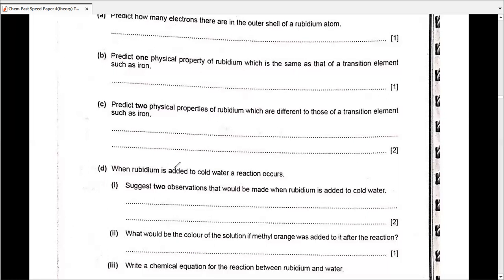What about the second line? Make sure you write it in a similar way. Iron is hard, but rubidium is soft in the first line. What about the second line? Iron has a higher melting point. Good. Iron has a higher melting and boiling point than rubidium. Make sure you write it in a similar way. It's a comparison question. When a comparison question is asked, you actually compare it properly.